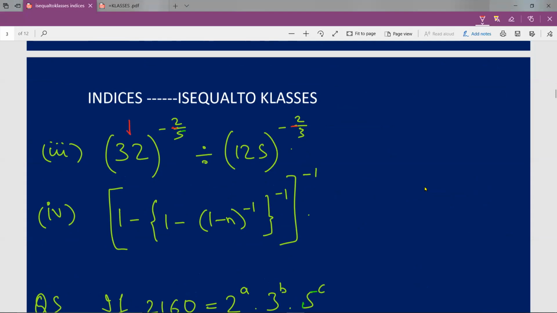Again, this 32 would be equal to 2 raised to power 5. This whole will get multiplied by minus 2 by 5. Then we have this divide. I can write this as 5 cube, and this minus 2 by 3 would be here. And then I can simplify.